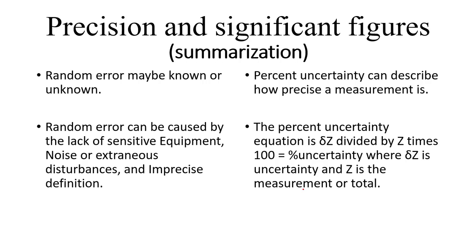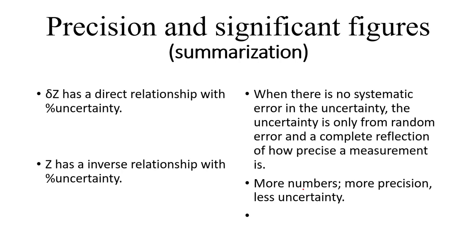Percent uncertainty can describe how precise a measurement is. The percent uncertainty equation is delta Z divided by Z times 100 equals percent uncertainty, where delta Z is uncertainty and Z is the measurement or total. Delta Z has a direct relationship with percent uncertainty. Z has an inverse relationship with percent uncertainty. When there is no systematic error, the uncertainty is only from random error and a complete reflection of how precise a measurement is. More numbers, more precision, less uncertainty.